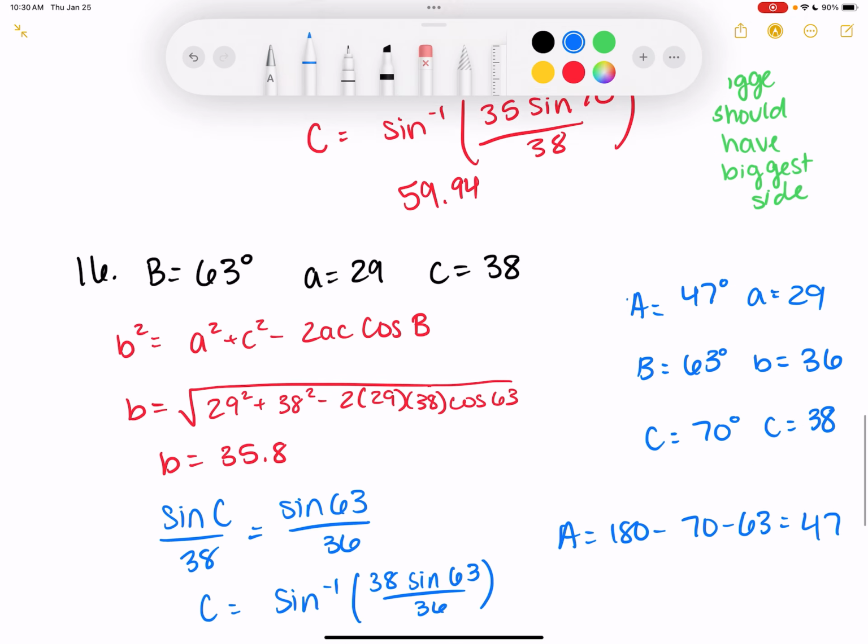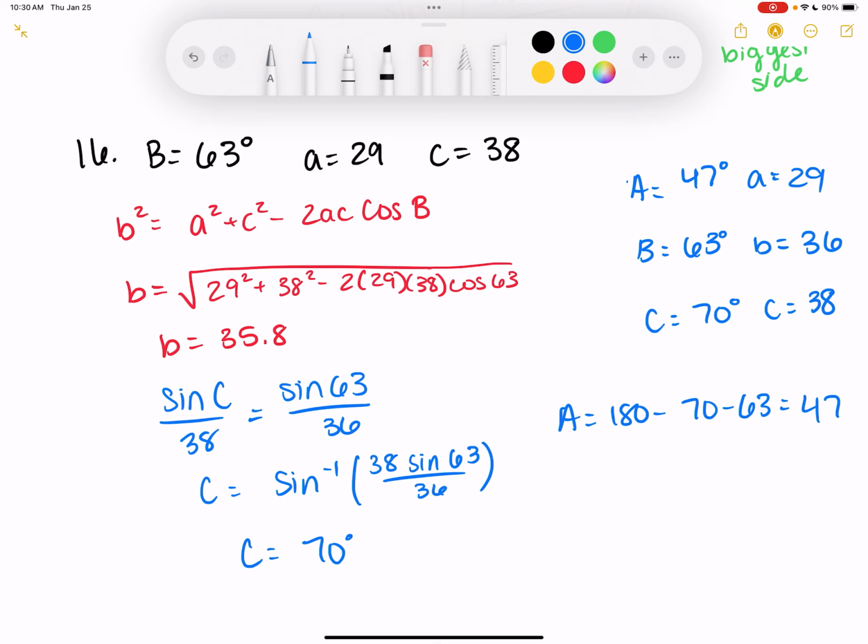All right, so the law of cosines part: 29 squared plus 38 squared minus 2 times 29 times 38 cosine of 63. Take the square root of all that. You got 35.8, which rounds to 36. So at that point I had all three sides and angle B. Then I went to angle C next, and it was like 70.13, so I rounded to 70.